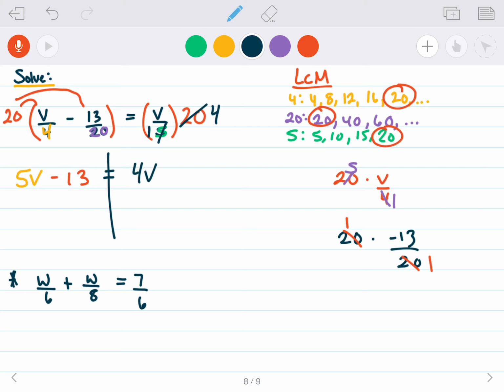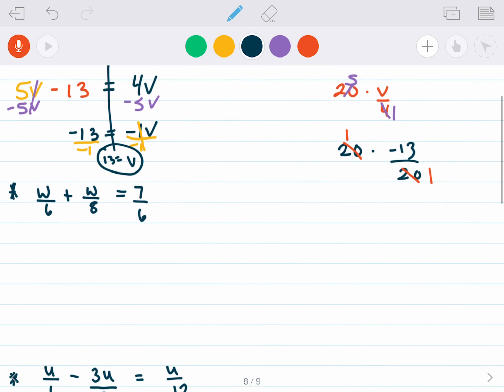Okay. Now I want to collect my v's on one side. So I'm going to start by undoing this positive 5v by subtracting 5v from both sides. Doing that on the left gives me negative 13. And on the right, 4v minus 5v is negative 1v. Okay, finally, I can divide both sides by negative 1. And I get that v is equal to positive 13. And that is my solution.